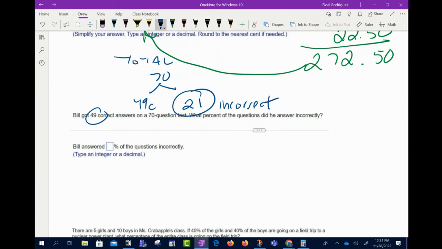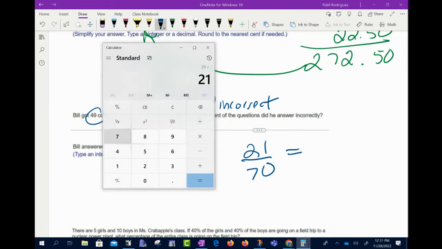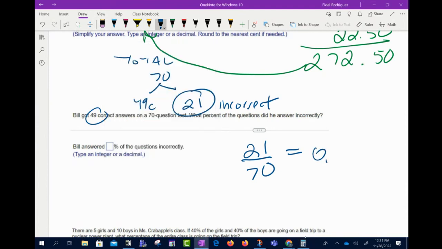Okay, so now we're looking for the percent of questions he answered incorrectly. He missed 21 out of the 70. So I'm going to take that fraction and divide 21 by 70. That's 0.3. If I move my decimal 2 spaces over, that would be 30%, right? That's the percent that he answered incorrectly. So y'all, I couldn't just take 49 and divide it by 70. I had to figure out how many he missed.